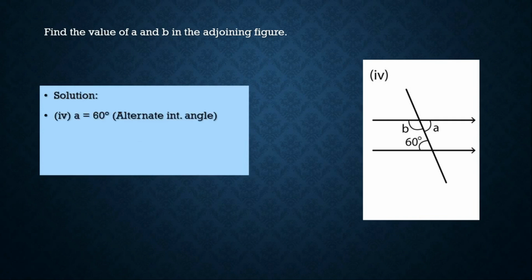So the solution: A is equal to 60 degrees because they are alternate interior angles. This 60 degrees and angle A are alternate interior angles, and hence angle A is equal to 60 degrees. Now B is equal to 180 degrees minus A. We will take the linearity property here, that angle B plus angle A equals 180 degrees. Now B equals 180 degrees minus A. After substituting A as 60 degrees, we will get the answer 120 degrees. So the value of B is 120 degrees and the value of A is 60 degrees.